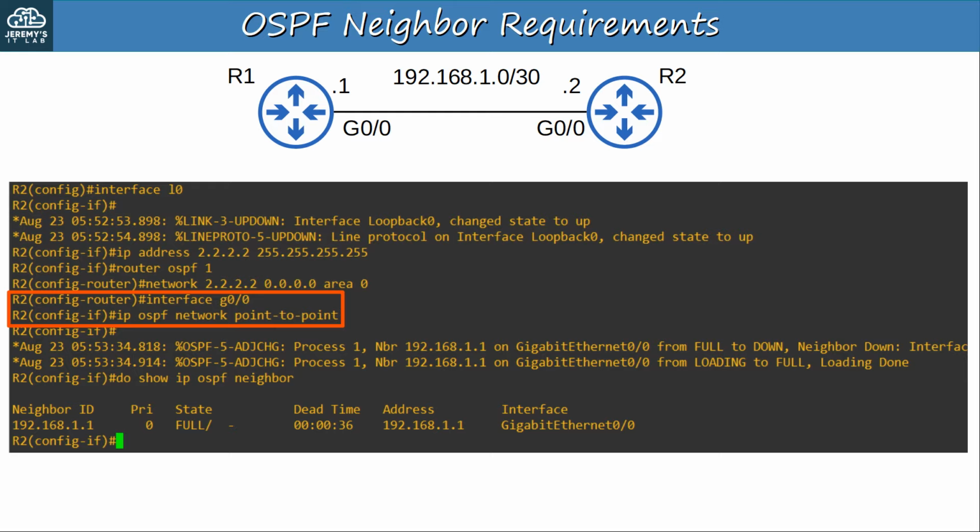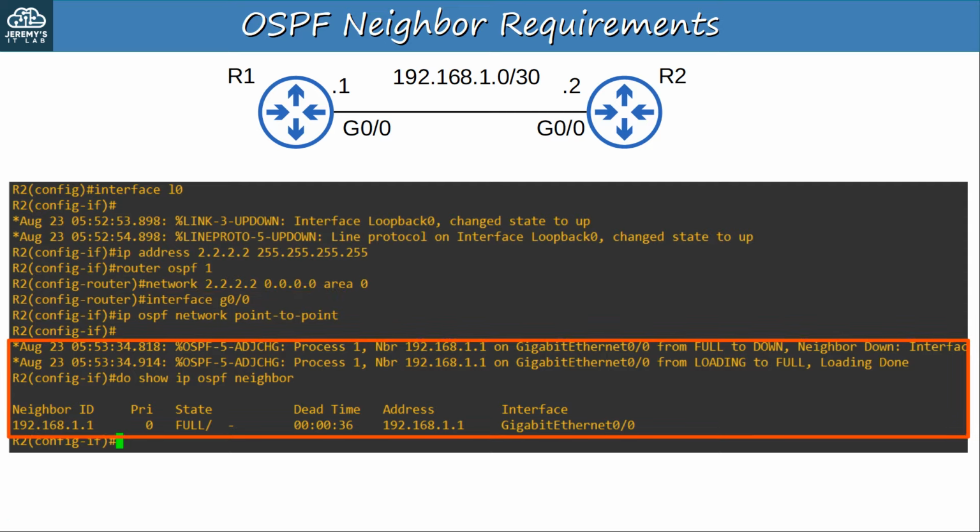R1's G00 is still using the default broadcast network type. A message is displayed saying the neighbor went down, but then it went right back to the full state. R1 even displays as full in show IP OSPF neighbor. So what's the problem? Let's see on R1.